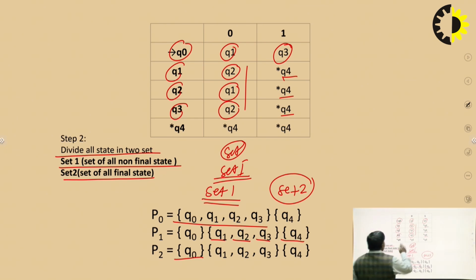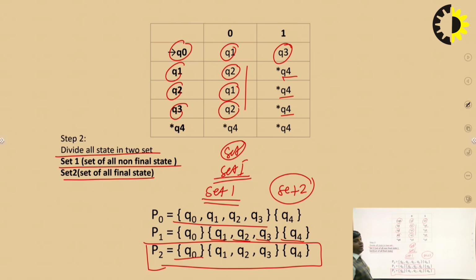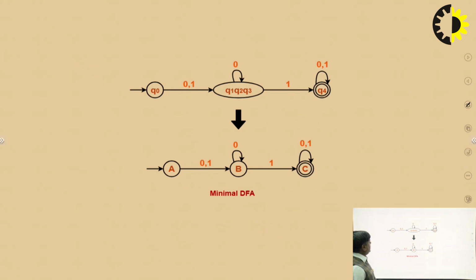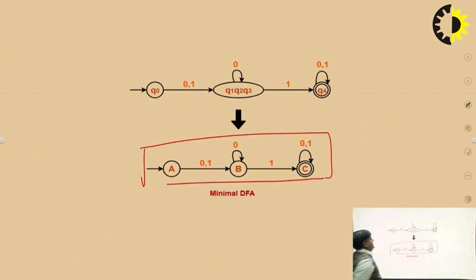In the previous one, how many states? 1, 2, 3, 4, 5. And this is your final answer. 5 states are minimized into 3 states. Yes. Now Q1, Q2 and Q3 are minimized into a single state. Now this is the final answer. These 5 states are minimized into these 3 states.